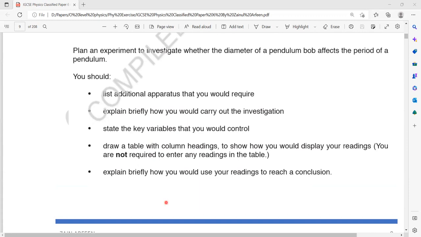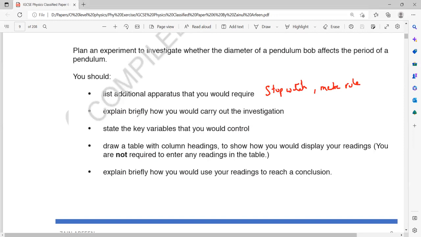The first one: list any additional apparatus we need. What additional apparatus do we need? We need a stopwatch. What else do we need? Do we need a ruler? Yeah, a ruler, the scale, or a meter scale, or a meter rule.